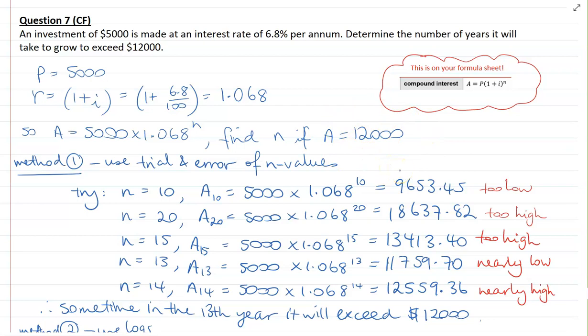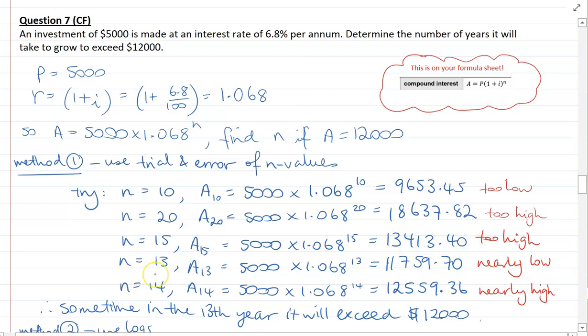So many of you will use the trial and error of n values to find this. Using a bit of educated guesswork, I started at an n value of 10, and I found that that gave me a balance of $9,653.45, which is way too low. So then I jumped up to 20, which gave me a balance that was too high. I then dropped back down to n is 15 years. Again, that gave me a balance that was a little bit too high, which means I was close.